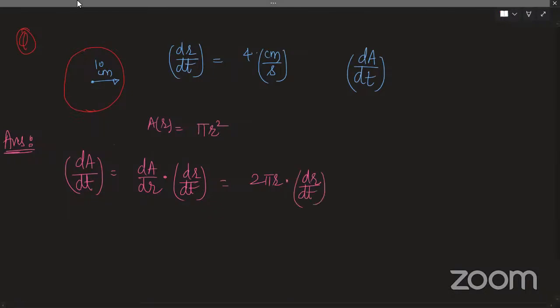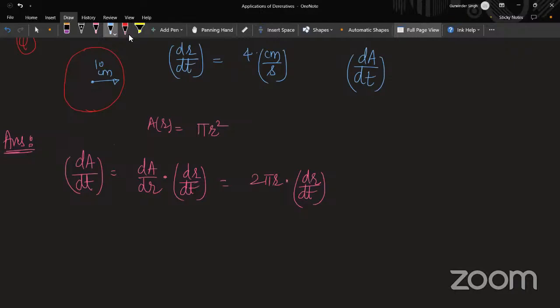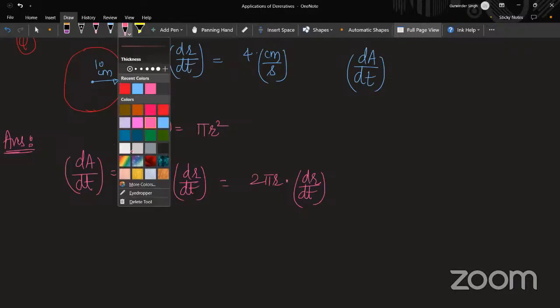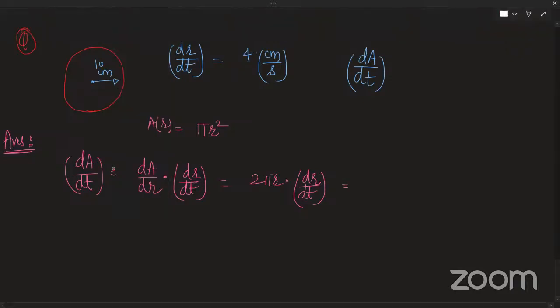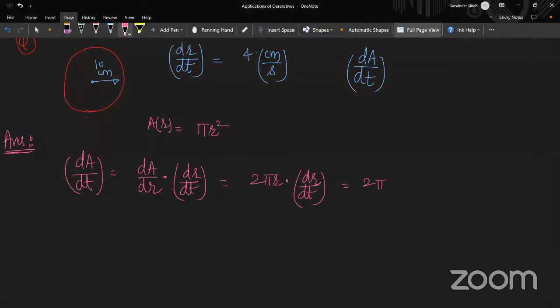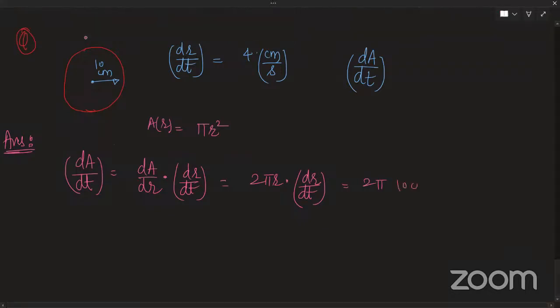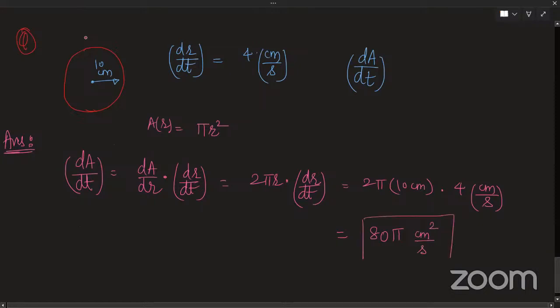So I already know the value of both of these things. This is 2 pi into r. R is how much? 10 centimeter. So it is 10 centimeter into my dr by dt, which is 4 centimeter per second. So my final answer is 80 pi centimeter square per second.